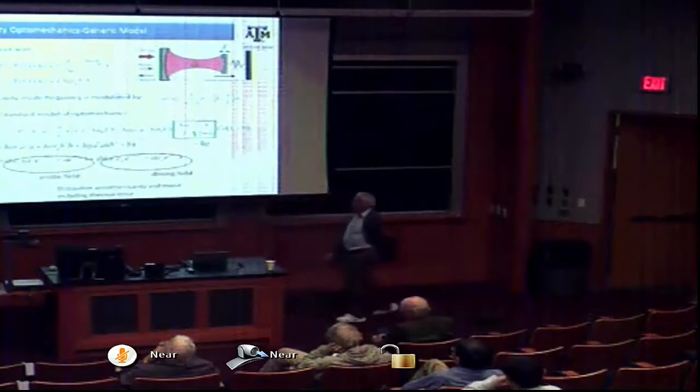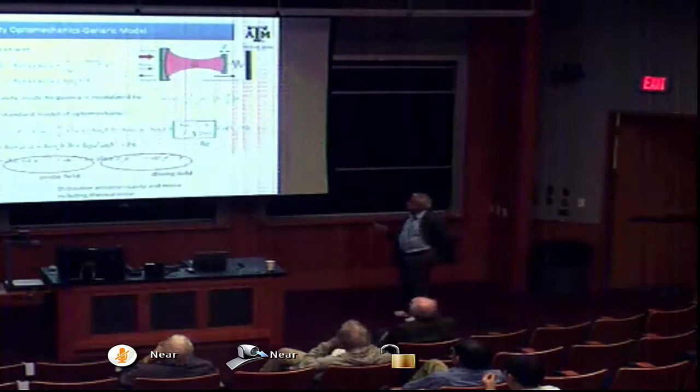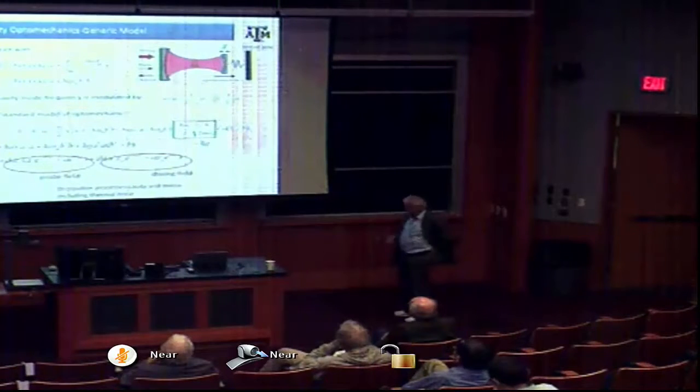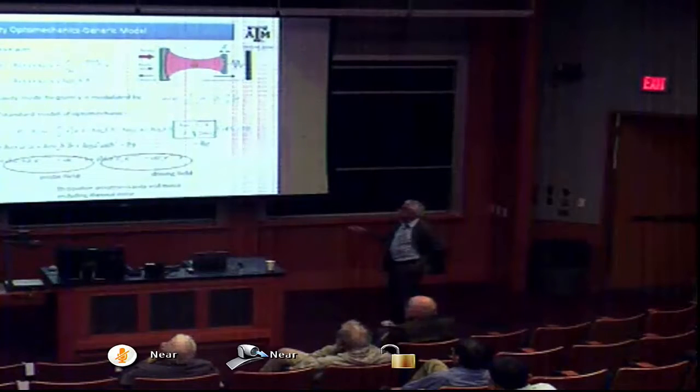Let me quickly show you how the Hamiltonian for the optomechanical interaction looks. As I said, the radiation pressure gives you a displacement of this mirror which causes the change in the frequency. So the Hamiltonian effectively has this form. This is the cavity part, and this is the mirror part.